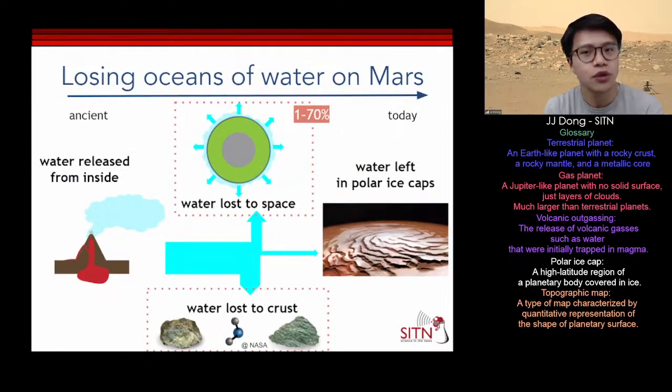So up to 70% of the early water of Mars could have been lost through atmospheric escape. However, this atmospheric loss mechanism itself cannot explain all the water that has been lost in the past. So there must be an alternative mechanism through which Mars lost its water.